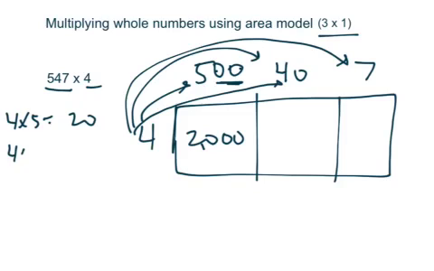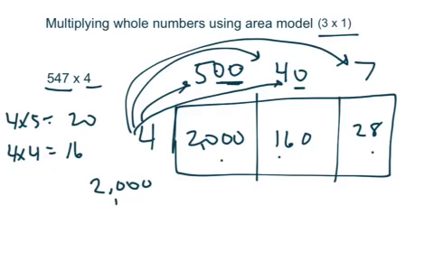Then you want to do 4 times 40. 4 times 4 is 16, and add a 0, 160. 4 times 40 is 160. And then finally 4 times 7 is 28. And then what we do with these three products, we want to add them together to get our final answer. So you would get 2,000 plus 160 plus 28. You're going to get a final answer of 2,188.